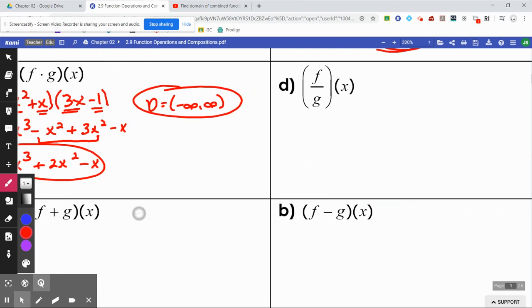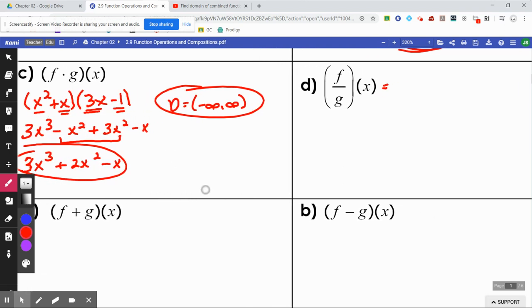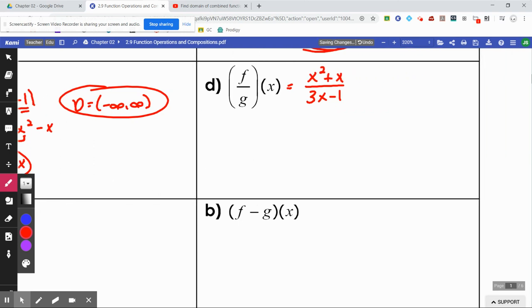Okay, now D part, and again, this is the one we've been waiting on, f divided by g. And we knew that f was x squared plus x divided by g, which is 3x minus 1. Now, there's not a whole lot we can do there. As far as simplifying, we could try to factor. Nothing's going to cross out.